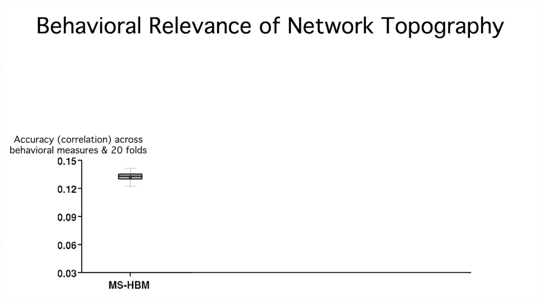So network topography is measuring how well two networks are overlapping, right? So some measures have high accuracies and some have low. Because we're averaging across 58 measures, the result is kind of low, around 0.13.